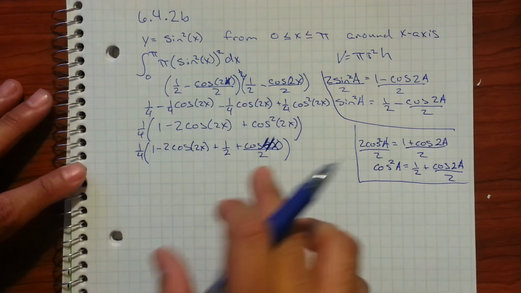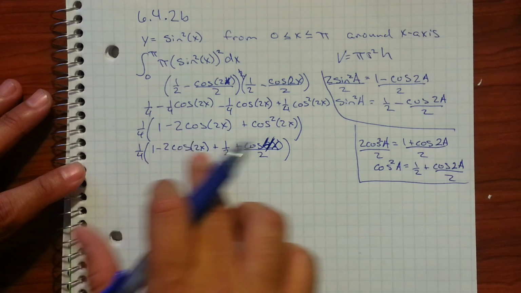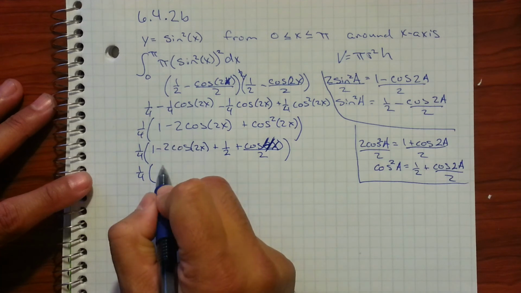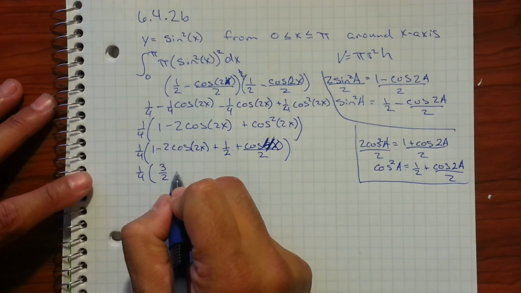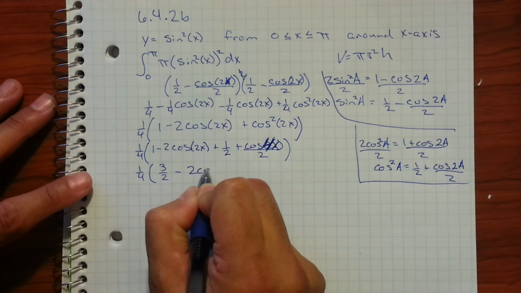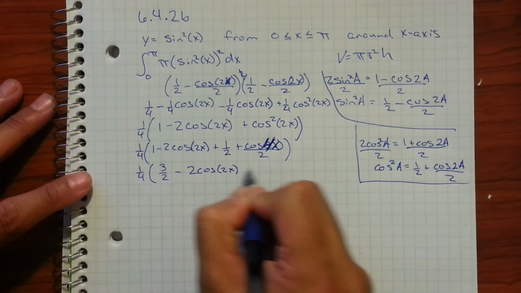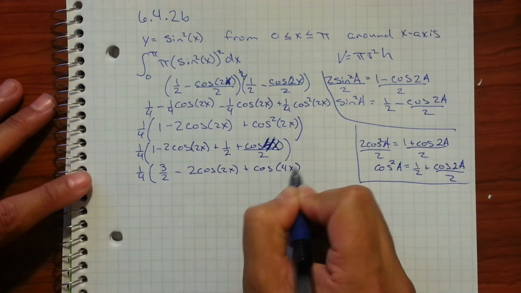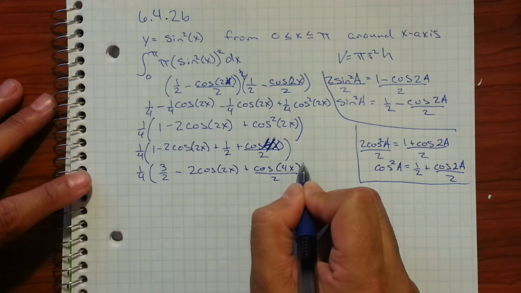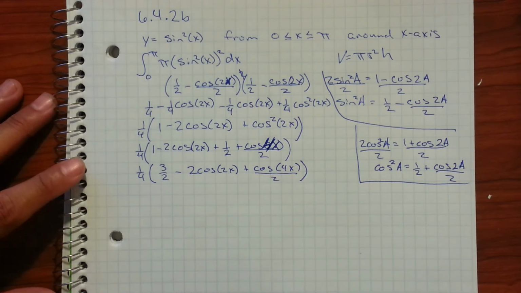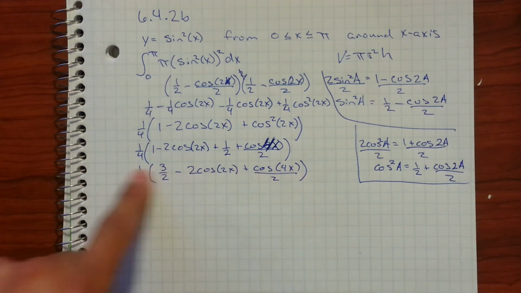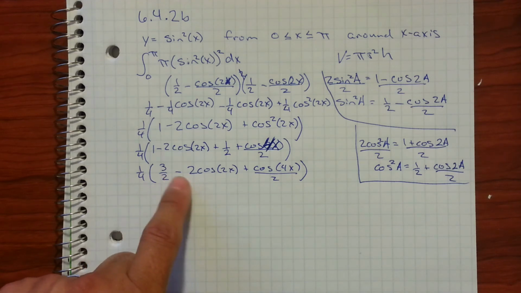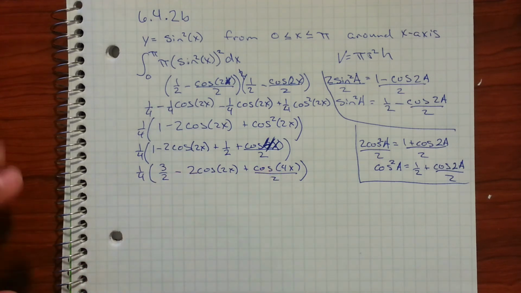So as I clean this up, right here, I have 1 plus 1/2 is 3/2. 1/4 on the outside. 3 over 2 and minus 2 cosine of 2x and plus cosine of 4x over 2. Okay, so now I got it to the point where, if you notice, there is no sine squareds, cosine squareds, or any of that. I could actually do the integration of each of these.